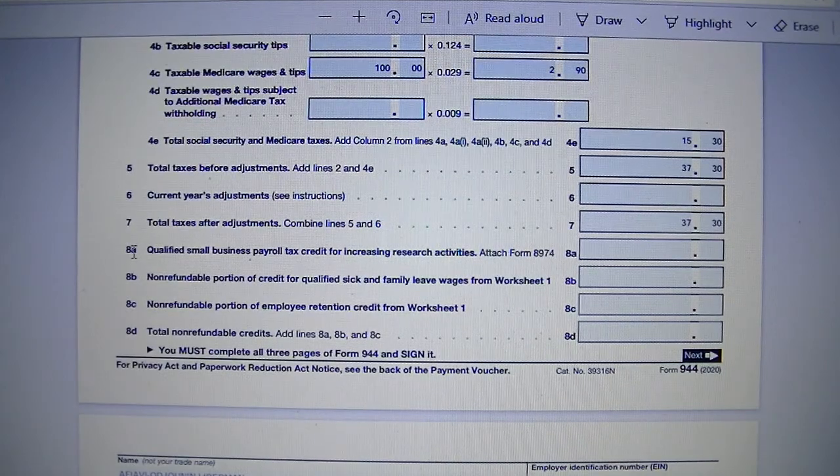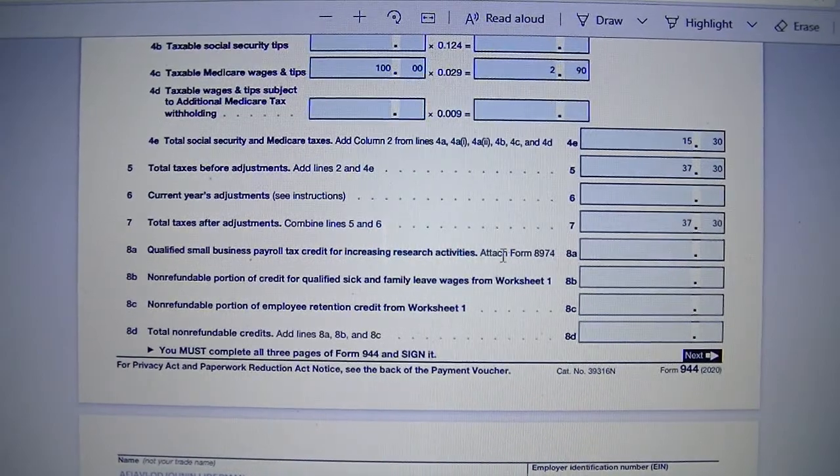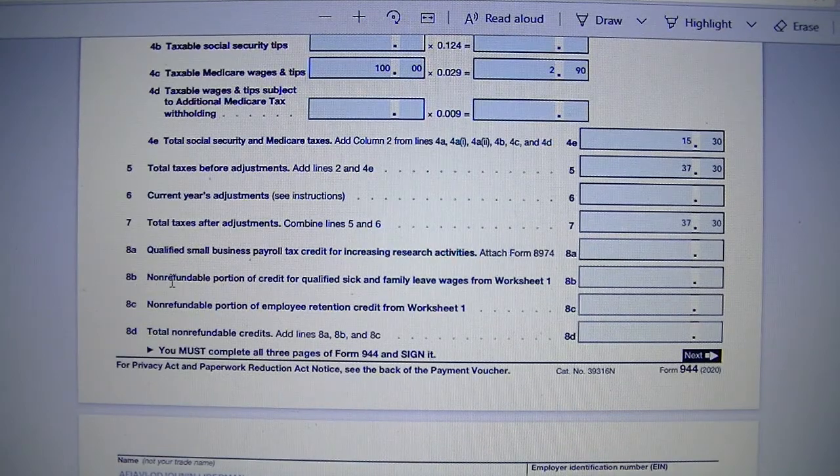Line 8 will be about credits and non-refundable credits. Line 8a, qualified small business payroll tax credit for increasing research activities. If you qualify for that credit, you will use Form 8974 to claim it, and it will go on line 8a. Line 8b, non-refundable portion of credit for qualified sick and family leave wages from Worksheet 1.